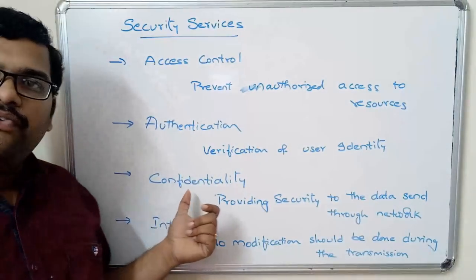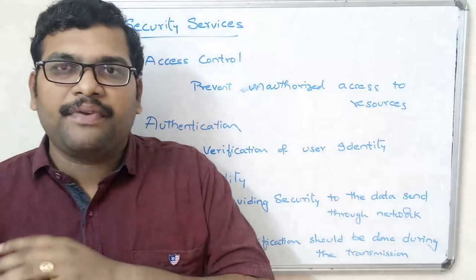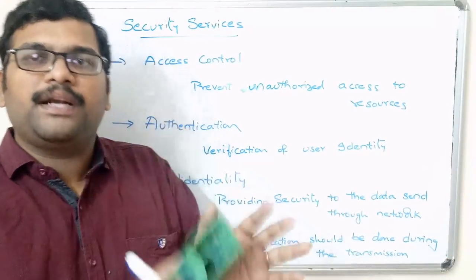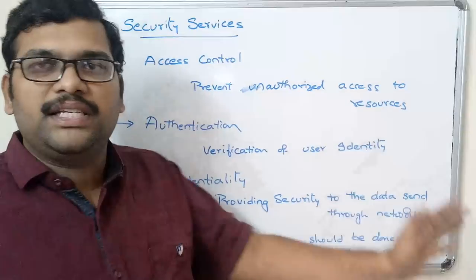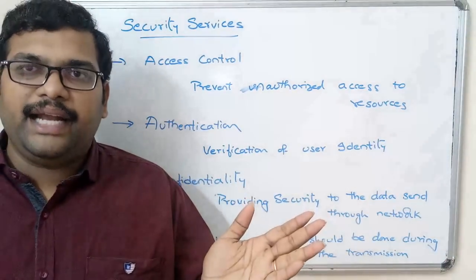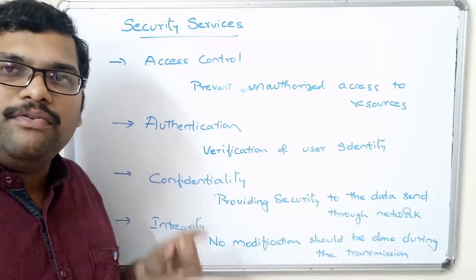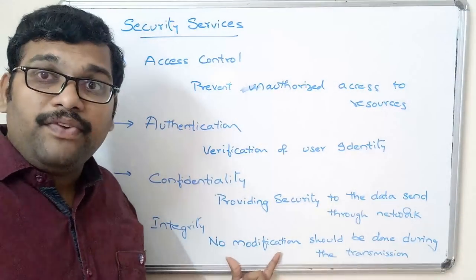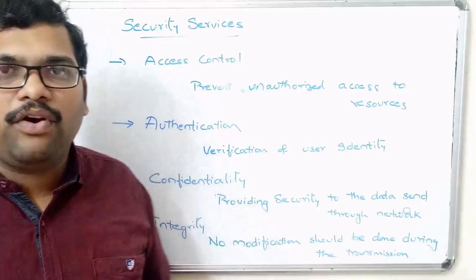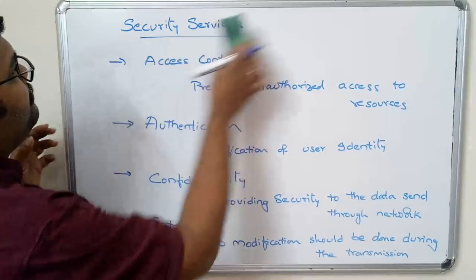Then next, confidentiality. After authentication is completed, we have to send the data from sender to receiver, and we have to provide security for that particular data. Next, after sending the data from the sender and before receiving it by the receiver, we have to take care that no modification is done on the data during the transmission. That we call integrity. And the last one is non-repudiation.